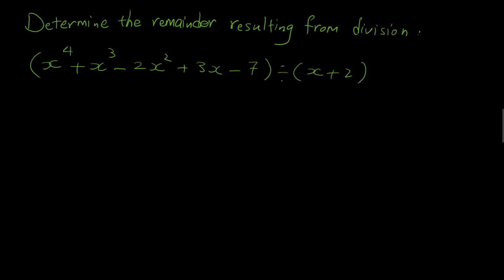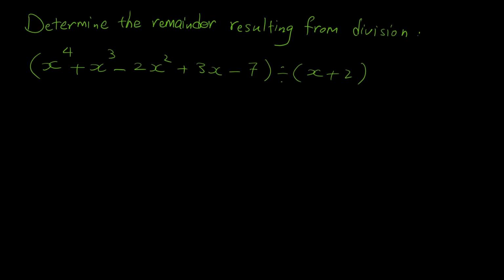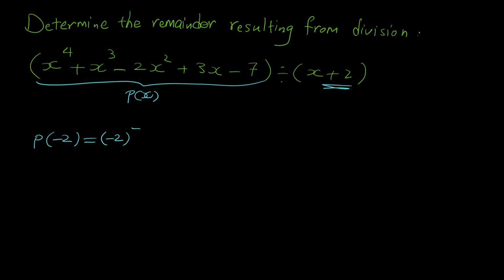Now, look at this question. Determine the remainder resulting from division of x to the 4 plus x to the 3 minus 2x to the 2 plus 3x minus 7 by x plus 2. For finding the remainder, we use the remainder theorem. It's the easiest way. We name this expression p of x or f of x, whatever you want to name it, and we plug in negative 2. Remember, opposite sign. If we plug in negative 2, it would be negative 2 to the 4 plus negative 2 to the 3 minus 2 times negative 2 to the 2 plus 3 times negative 2 minus 7.